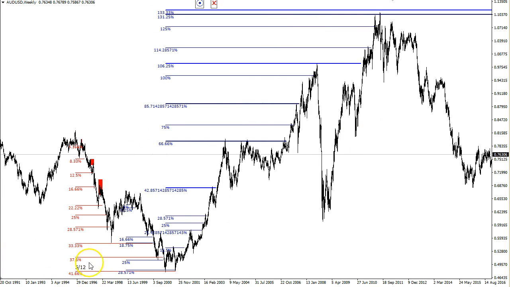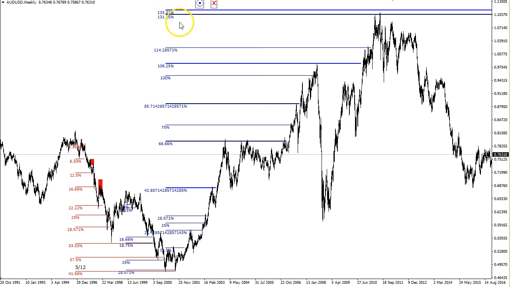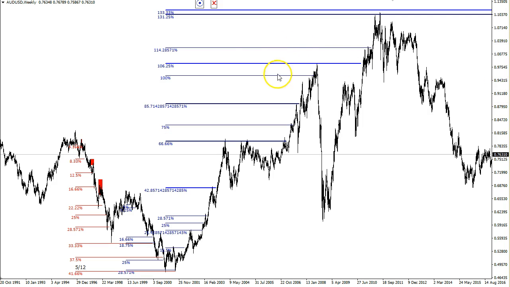So we have here a note of 41.66, you have a note of 66.66 to the upside, you have an 85 which is very important, and you have 100% that did not really work, but the most important 106.25, 114, 125 didn't work, 131, and you are watching 133 in the future, and after that you have 171. Of course there is 150 in the future, and also other percentages that we can watch.